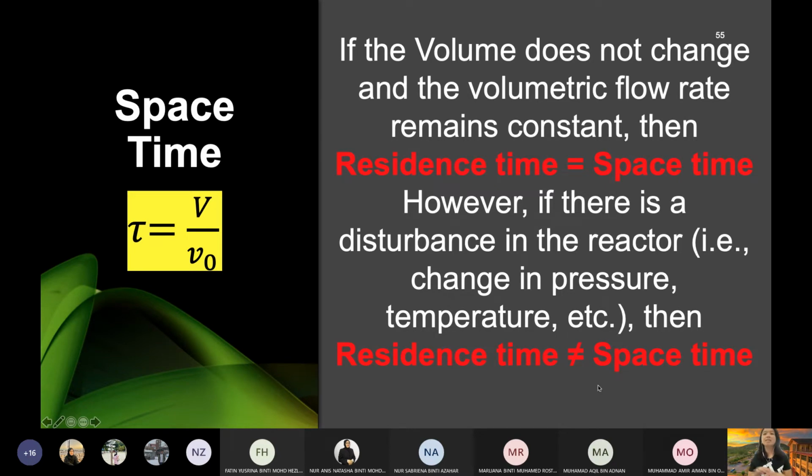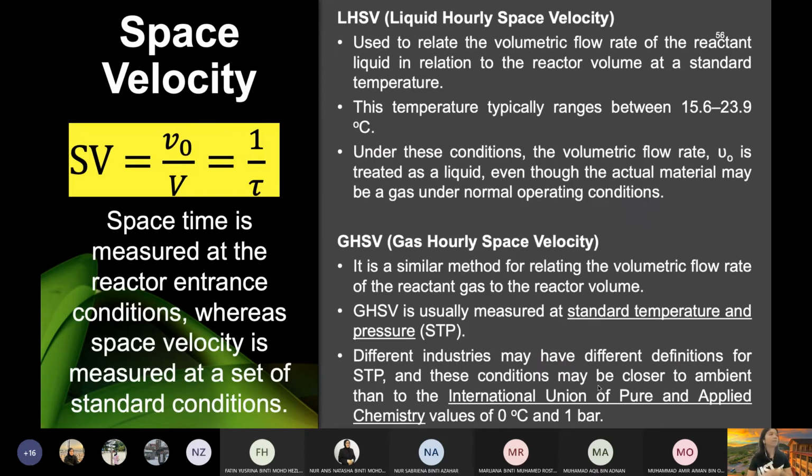Sebab tu nanti dalam lab report, kamu tengok, kamu akan kira berdasarkan bacaan yang sebenar. Sebab tu dia menjadi residence time. Kalau kamu kira berdasarkan yang original yang kamu set, that becomes space time. Done on residence time and space time.